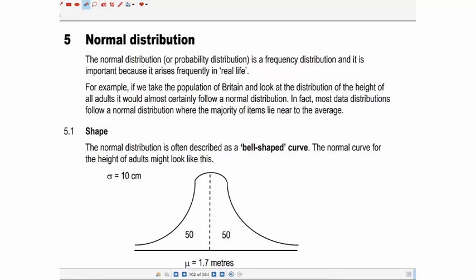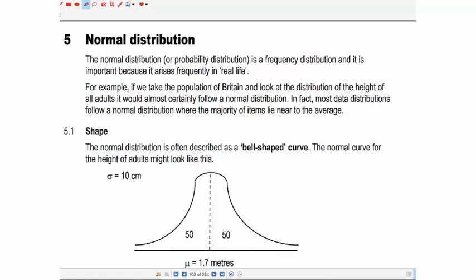So here we're going to look at an example where we're going to consider the height of people in the UK. If we took the population of the UK and looked at a distribution of the height of all adults in the UK, it would almost certainly follow a normal distribution. In fact, most data distributions follow a normal distribution, and what we actually mean by that is that the majority of items will lie near to the average, which we now know is also called the mean.